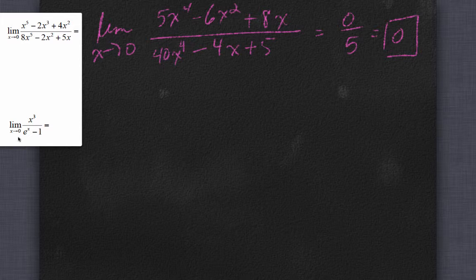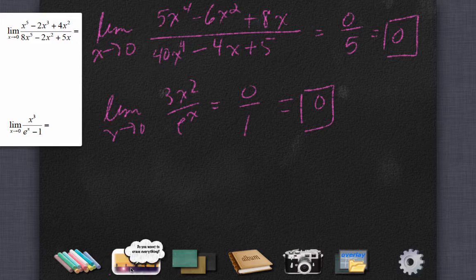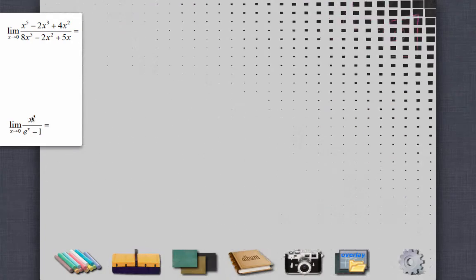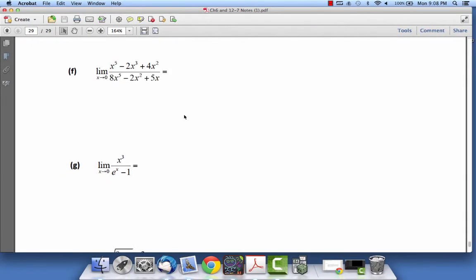This one I plug in 0, I get 0 over 0. So I plug in 0 again, I get 0 on the top, and I get 1 on the bottom. So again, 0. There we go.